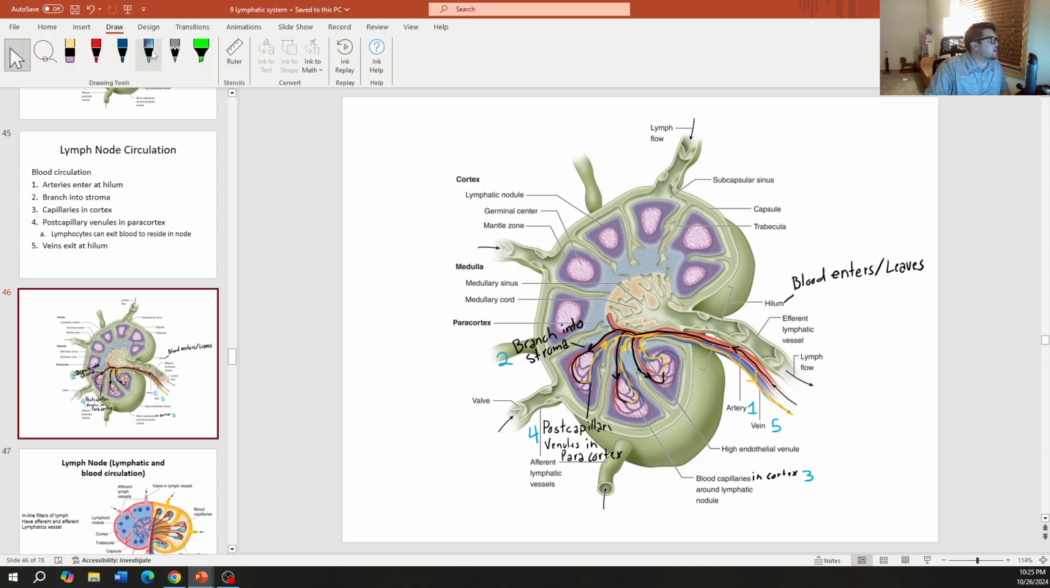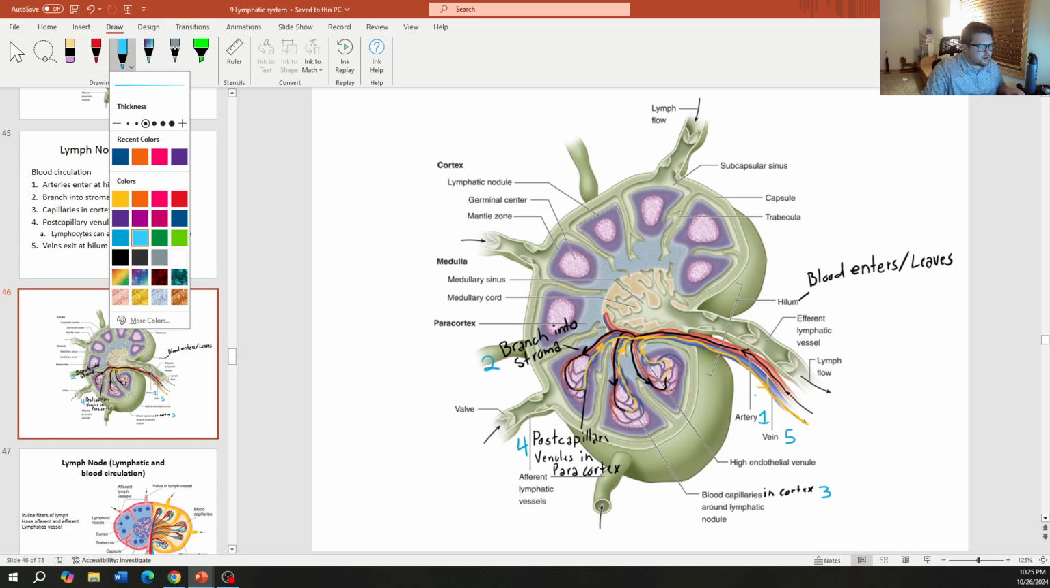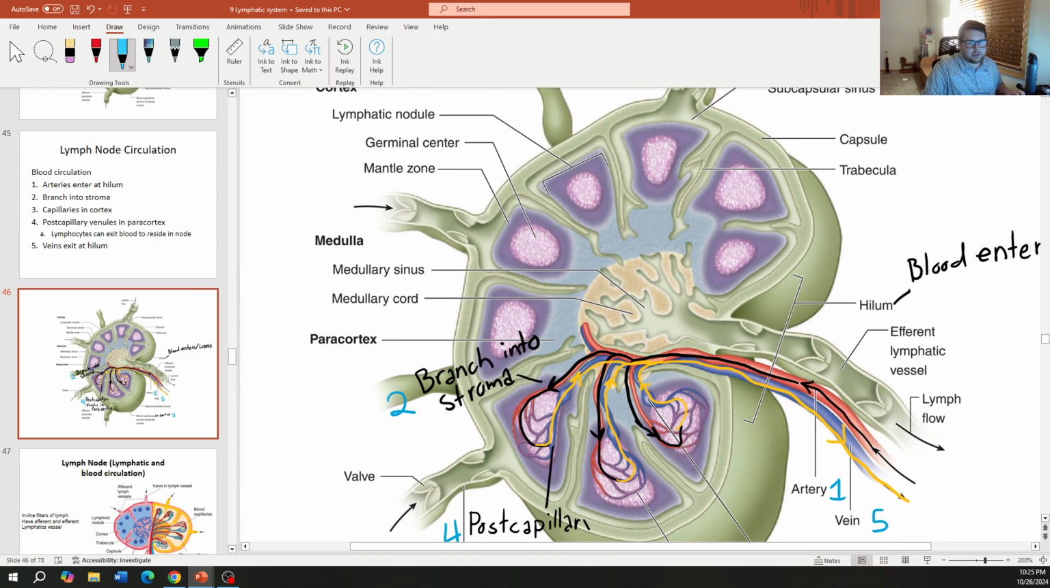Let me actually finish these arrows. I'm going to use a different color, though. I'm going to use just this blue kind of color. Actually, never mind. I already have yellow. I just didn't notice it.